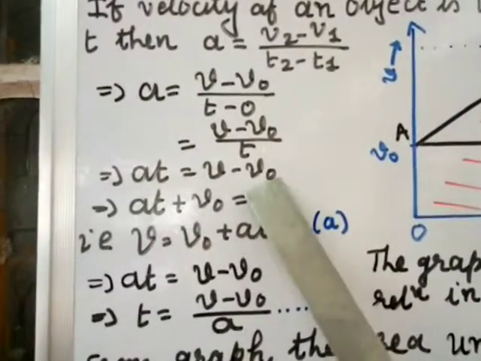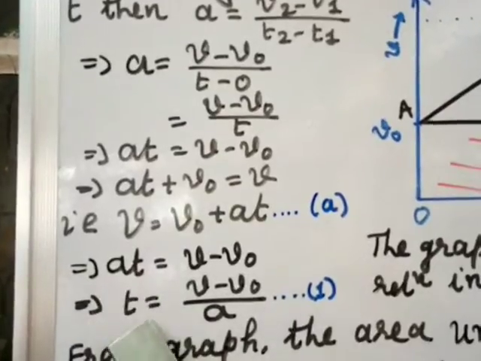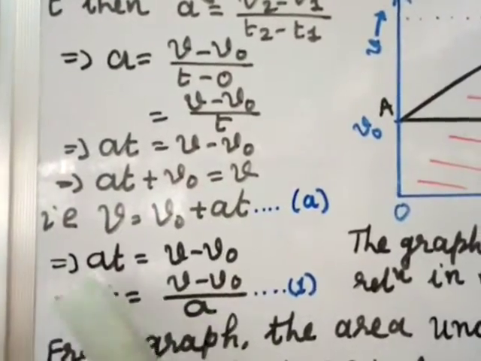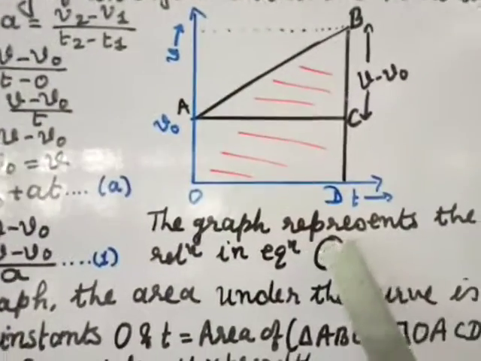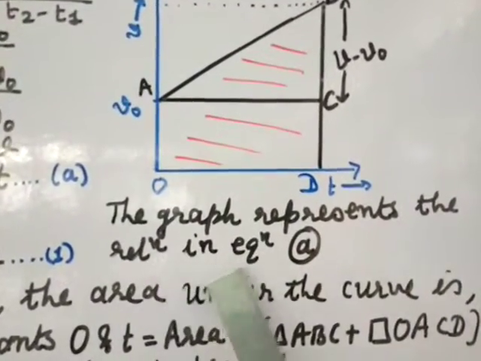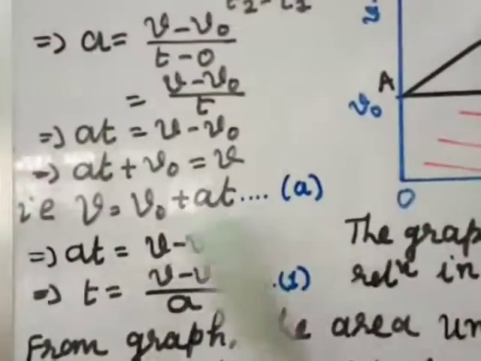Come back to this equation. From here, at is equal to v minus v0. So from here, t value will be (v minus v0) by a, as you transfer a here. Call it equation 1. The graph represents the relation in equation A. So this is the graph which is representing this equation A.